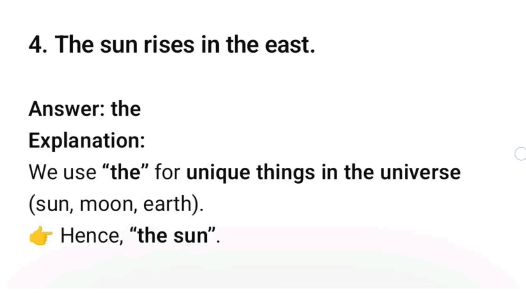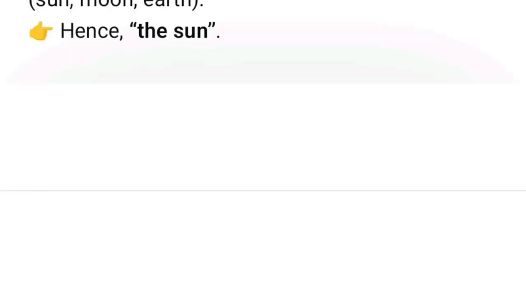Now question 4 is, dash sun rises in the east. Dash sun, answer will be the sun. Why the sun? Because we use the for unique things in the universe, for example, sun, moon, earth, etc. Hence, the sun will be the answer because sun is unique in our solar system. It's one of its kind.